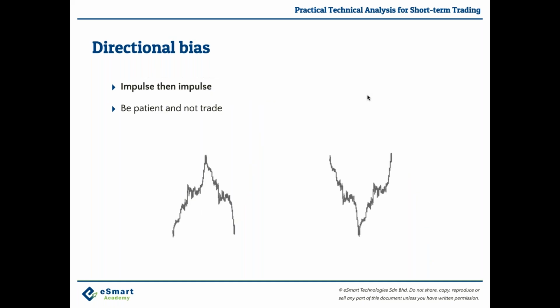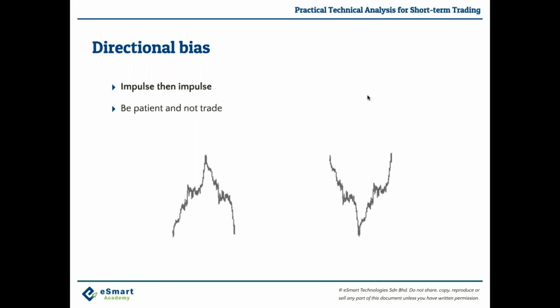Now, the second combination is what we call impulse, impulse. In very layman's terms, I call this a V-shaped formation. Why? Because if you look at the chart, it looks like a V shape or an inverted V. Every time you see this combination, I would always suggest to traders: don't trade. Why? Because you don't have an extra edge.